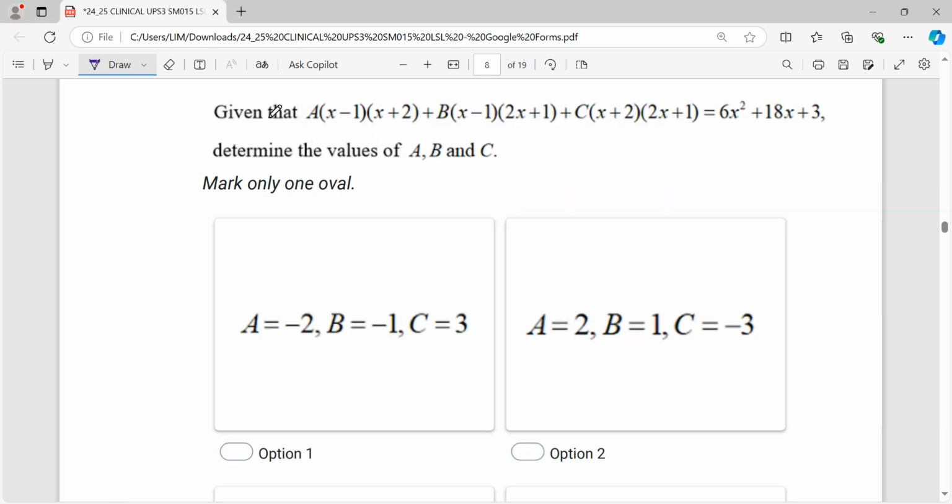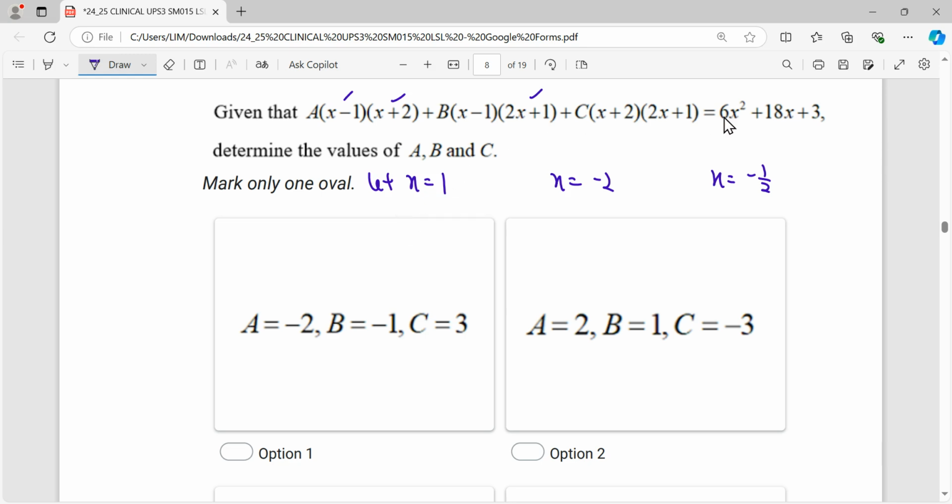Then the next question, they say, given that this factor form is equal to this expansion form, this is one part of the step from partial fractions where it already gets the same denominator. So we want to find the value of a, b, c. We need to let x equal the roots three times. It will be easier. You can see the factor of x minus 1, we can let x equal 1. For the factor x plus 2, we let x equal negative 2. This is repeated, so we can let x equal negative 1 over 2.